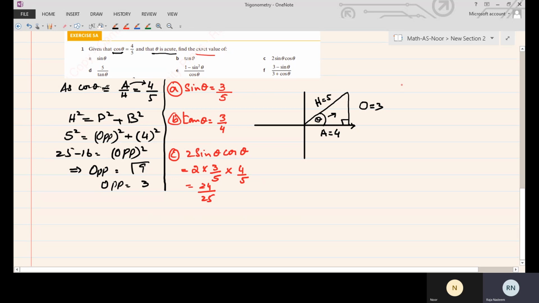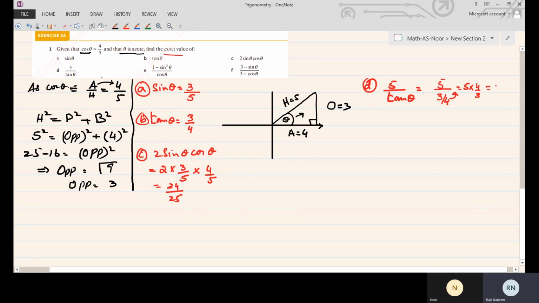Okay, now D part, 5 over tan of theta. 5 over 3 over 4. Here, tan theta value is 3 over 4. When you flip this fraction, it becomes 5 into 4 over 3.